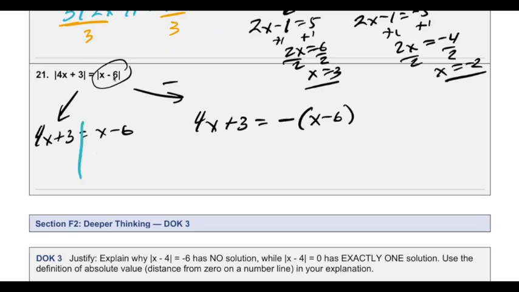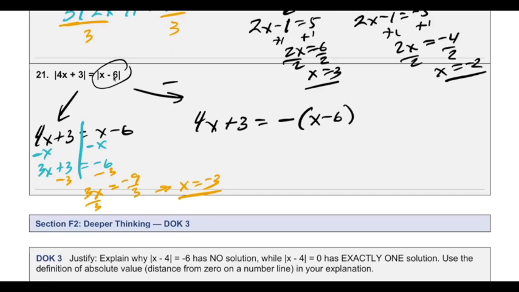This one is a variable on both sides. So I like to get rid of the smallest variable first. So I get 3x plus 3 is equal to negative 6. Then we're going to minus 3. 3x is equal to negative 9. Divide by 3, x is equal to negative 3.